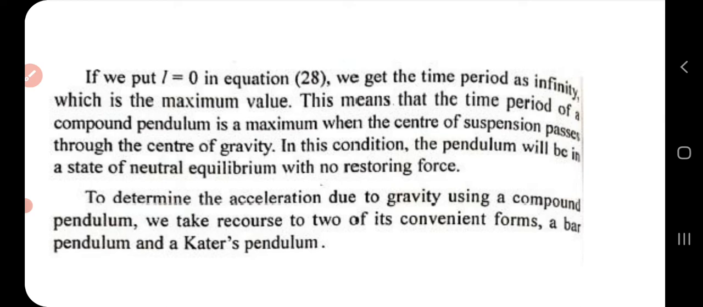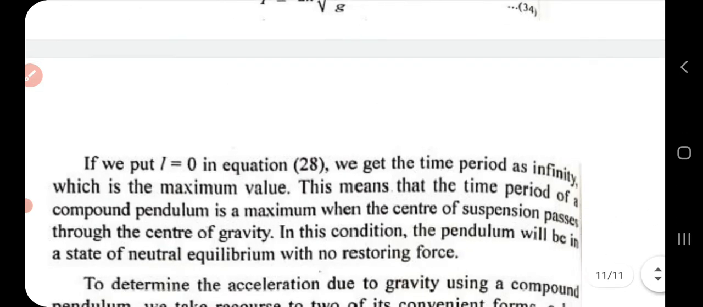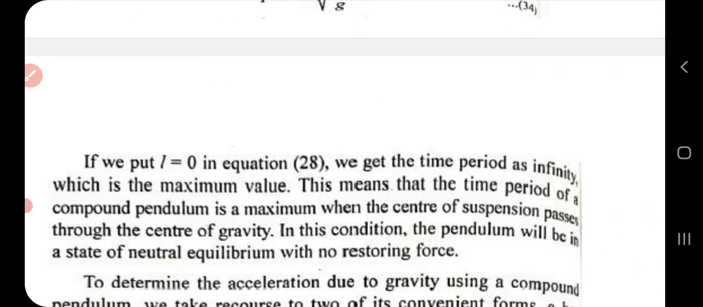In this condition, your pendulum will be in the neutral equilibrium state. That is, there will not be any restoring force. So you got the values, right? The time period of compound pendulum is minimum when L is equal to k, and that expression is given by T equal to 2 pi root of 2k by g, equation 34. And the time period of compound pendulum is maximum when L equal to 0, that is when the center of suspension passes through the center of gravity. In such a case, the pendulum will be in a state of neutral equilibrium with no restoring force.